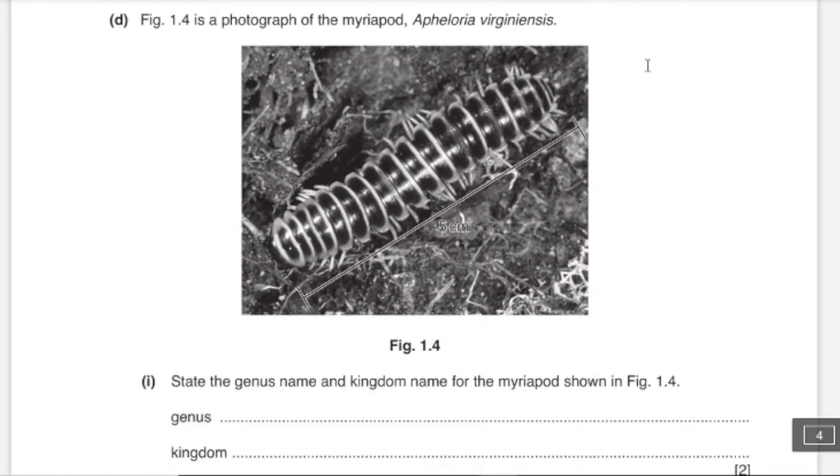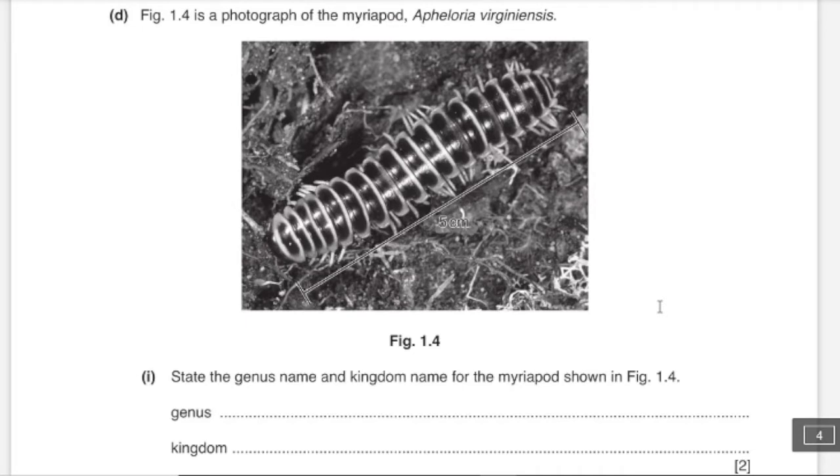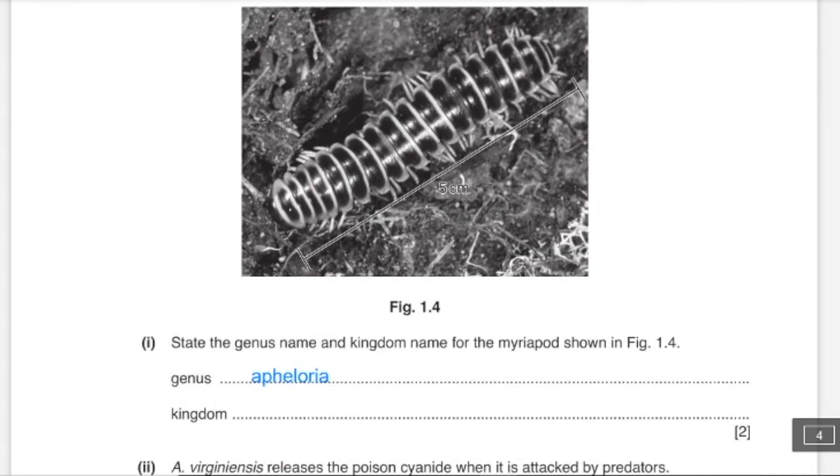Part D, figure 1.4 is a photomicrograph of the meropod Floria virginiensis. 1. State the genus name and the kingdom name for the meropod in figure 1.4. Alright, so in a scientific name, the first name is always the genus and the second being the species. So its genus name is Floria. Right, and as we can see over here, this is an animal, quite obviously. So it belongs to the animal kingdom.